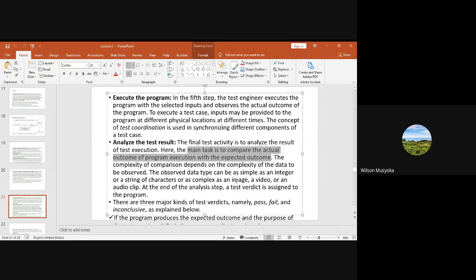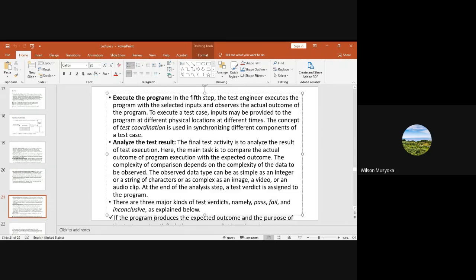So here it is an example like the observed data type can be as simple as an integer or a string of characters, or as complex as an image or a video or an audio clip which is being executed. So at the end of the analysis step, a test verdict will be assigned to the program whether it has passed, it has failed, or it is inconclusive.